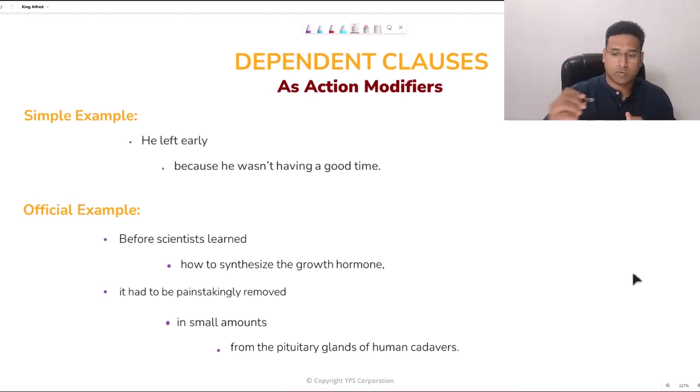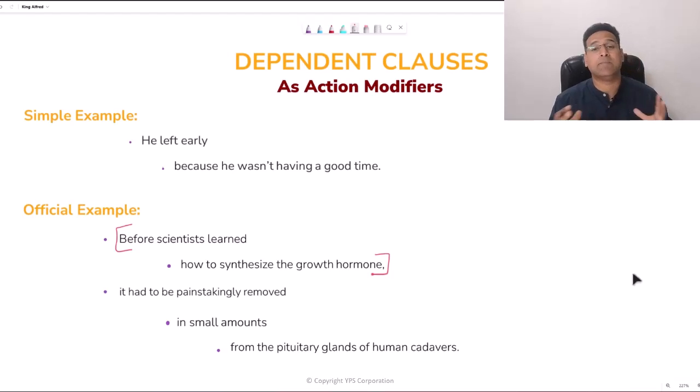Now let's understand what's going on here. We see that there is a subject-verb pair in the first group, which starts with a connector, "before," and "before" is not in the FANBOYS. So by the principle of exclusion, this has to be a dependent clause connector. Okay, before the scientists learned something, what did they learn? How to synthesize the growth hormone. So we see that this group of words ends over here. So this entire thing from "before" to "hormone" is a dependent clause.